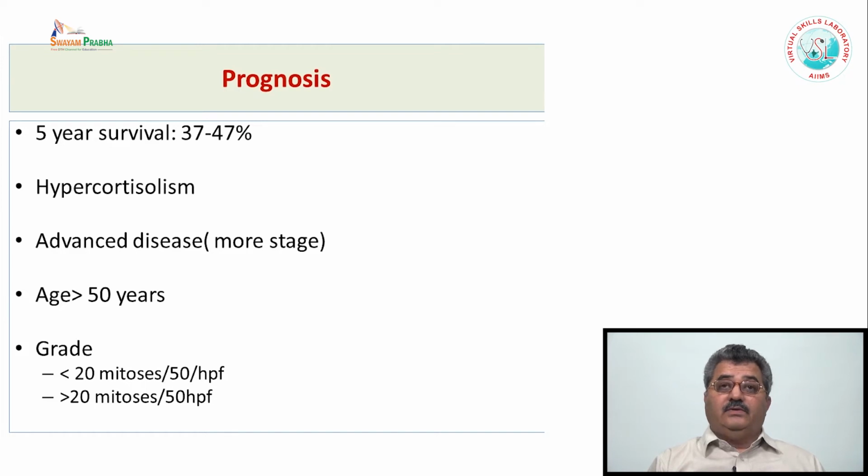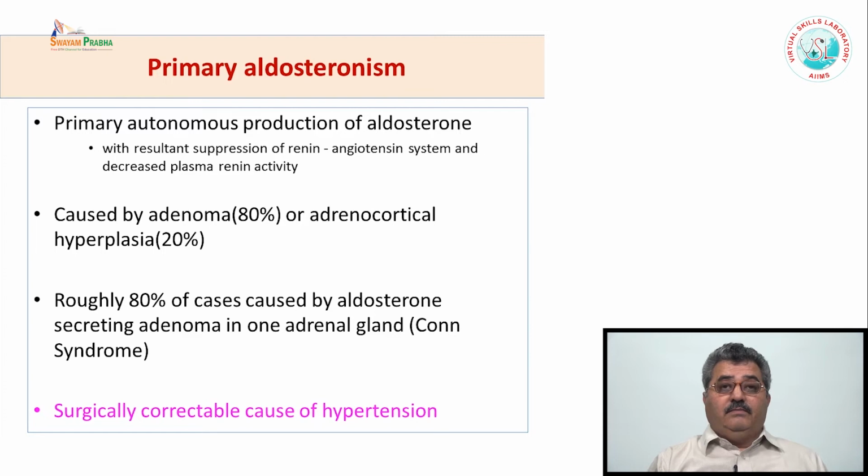If the number of mitosis is less than 20 per 50 high power field, then they are low grade. If it is more than 20 per 50 high power field, then they are high grade. High grade tumor has worse prognosis as compared to low grade tumor. Now, sometimes there may be hyperplasia or adenomas.